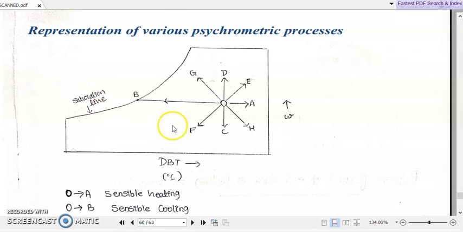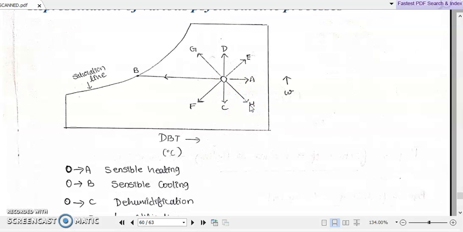Suppose there is a reference point O represented on the psychrometric chart. Suppose we have a process represented by the line O to A. What does this represent? Suppose a psychrometric process is represented by this line O to A. This will be a horizontal line. So what does that mean? There is no increase or decrease happening to the humidity.